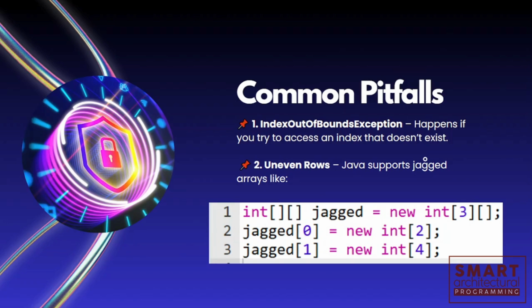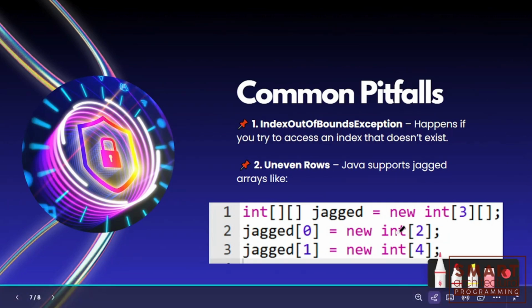So another error is uneven rows. Java supports jagged rows, as you can see here. 3 with no value here, then 2 and 4. We've basically created a very, very jagged array.